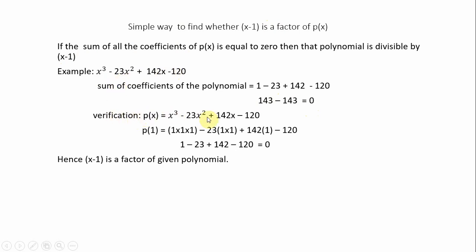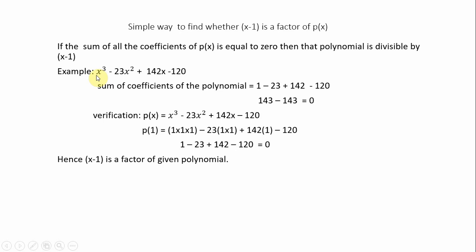Suppose p of x is given to you, and p of 1 means 1 into 1 into 1 minus, substituting the values in the given expression. Then you are going to get 0 as your answer. So we can prove that x minus 1 is a factor of the given polynomial. Just by looking at the numerical coefficients, you can say whether this polynomial is divisible by x minus 1 or not.